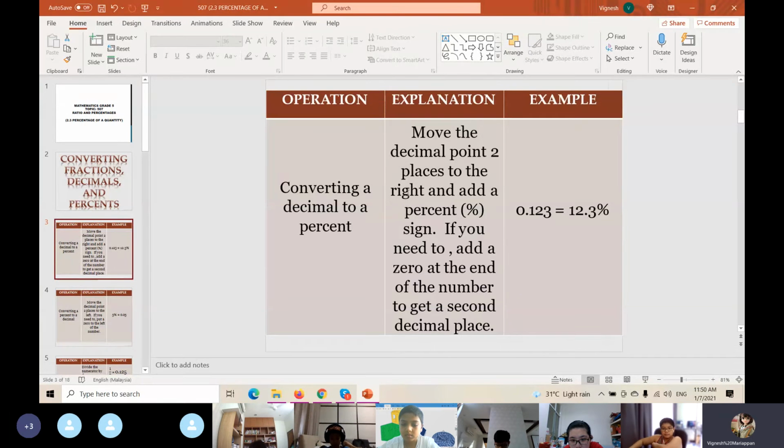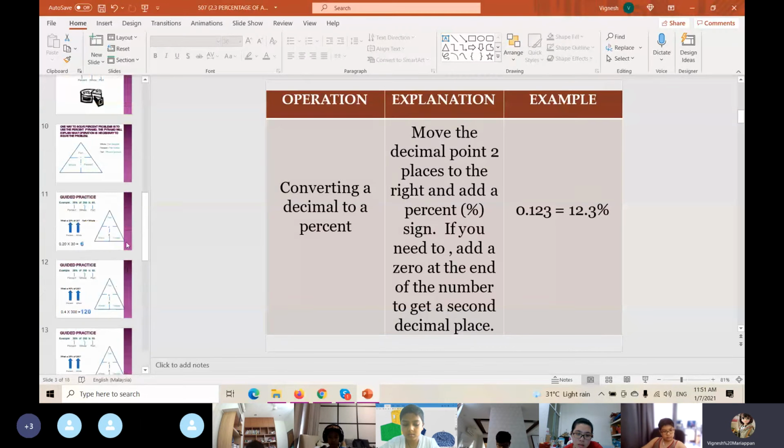What do you need to do, Fiona? Move your decimal point 2 places to the right, correct? Yes. Okay, teacher, come back to here.